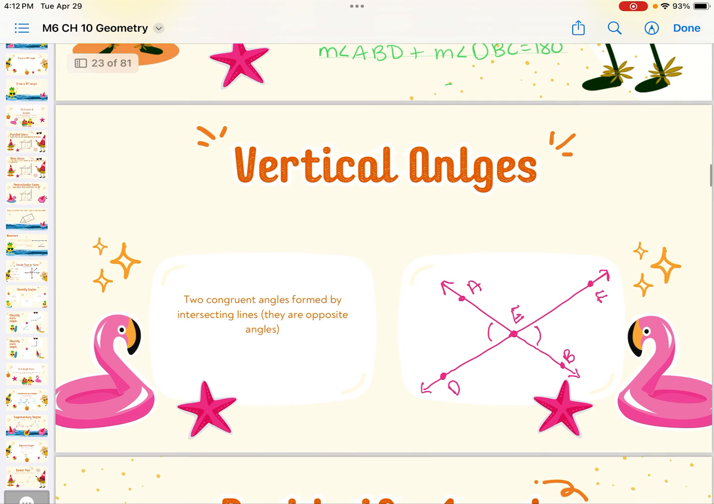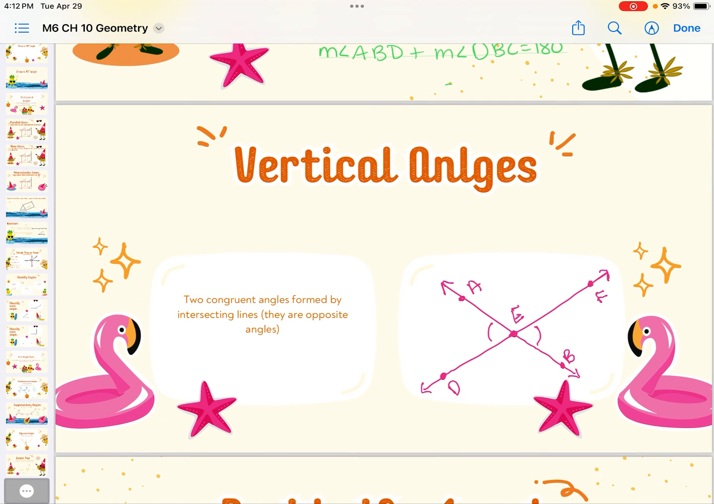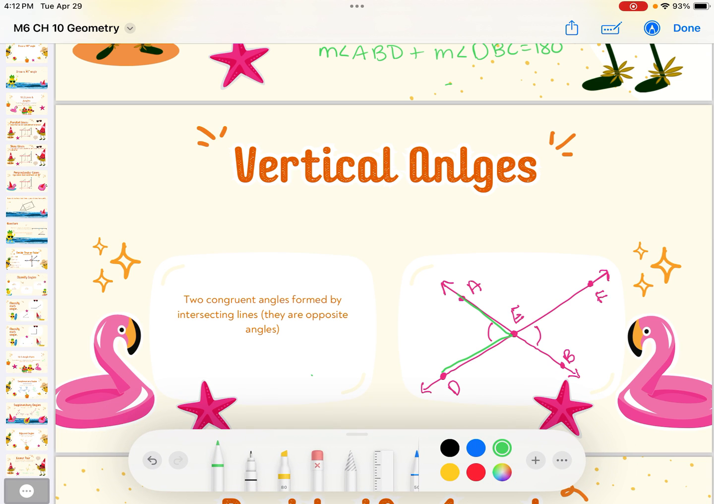This is when I have two angles that are formed by intersecting lines. I have line AEB and then line DEF, and the angles that are across from each other. In this case, angle AED is across from angle FEB. So these are vertical angles, and they are congruent, or they are the same measure.